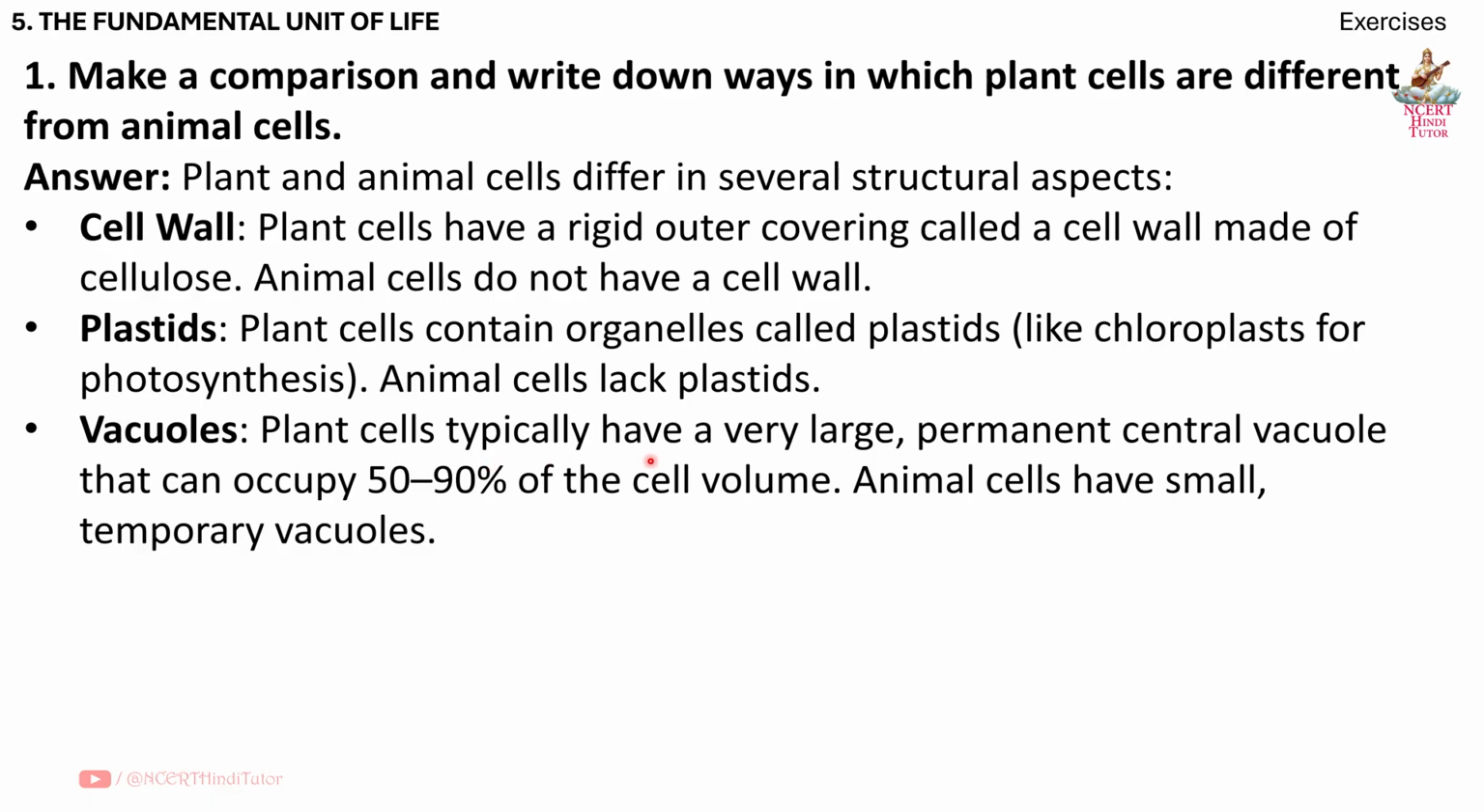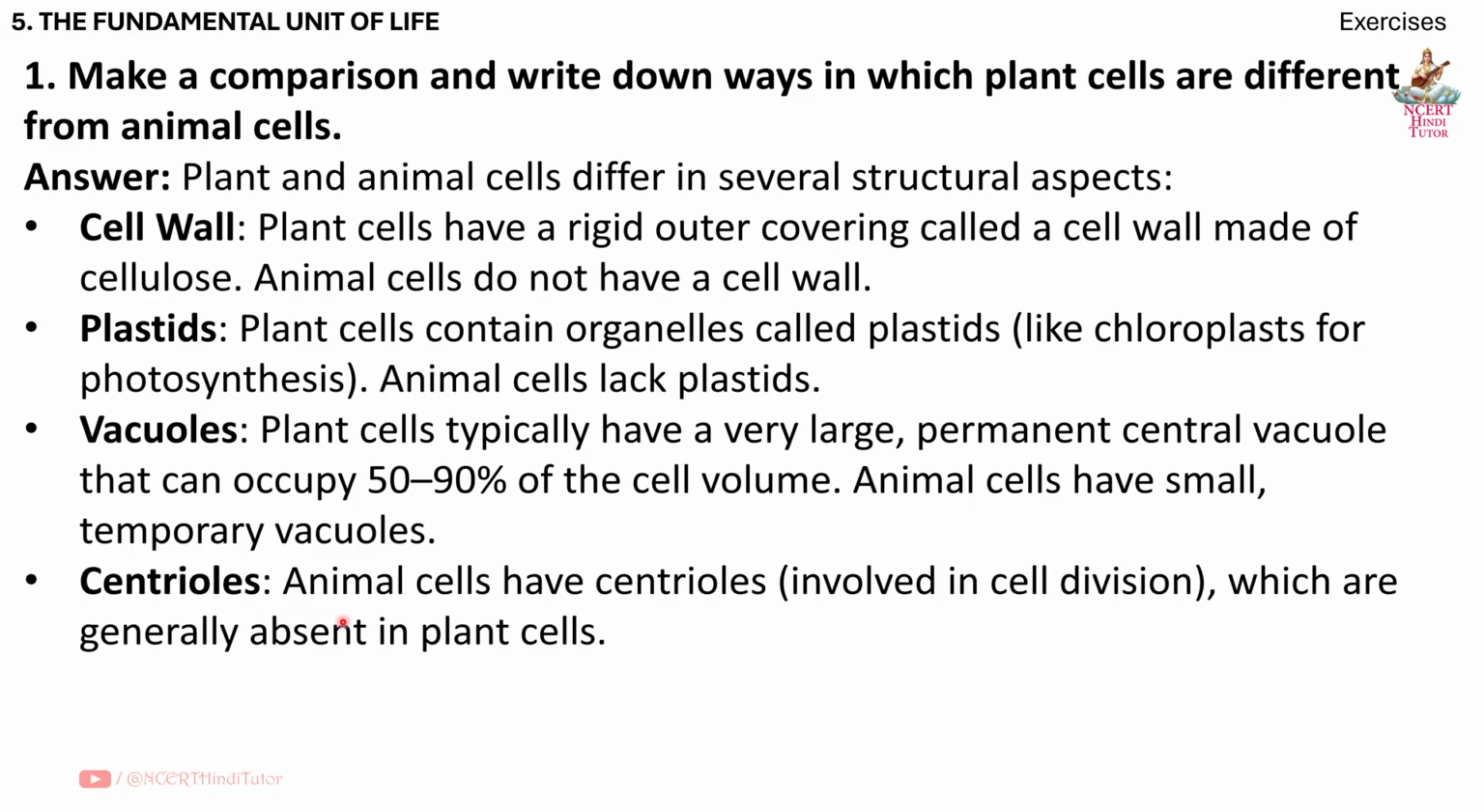Vacuoles. Plant cells typically have a very large permanent central vacuole that can occupy 50 to 90% of the cell volume. Animal cells have small temporary vacuoles. Centrioles. Animal cells have centrioles involved in cell division, which are generally absent in plant cells.